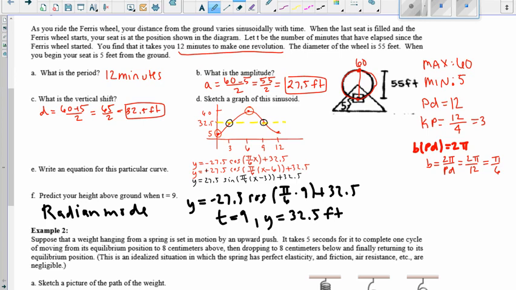And really, we didn't need to plug that into our calculator because we could have looked at our graph. It's actually one of our key points. So you can see right here that when we plugged it in, our equation is correct because we got our 32.5 feet above the ground.